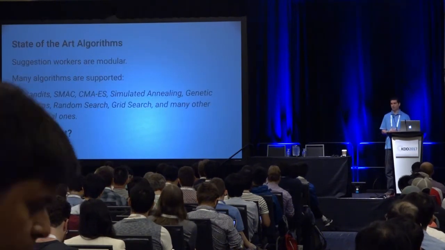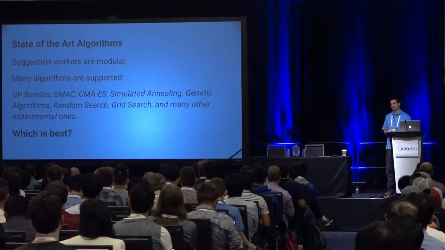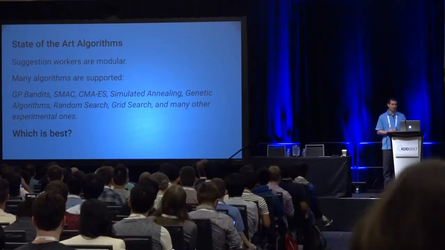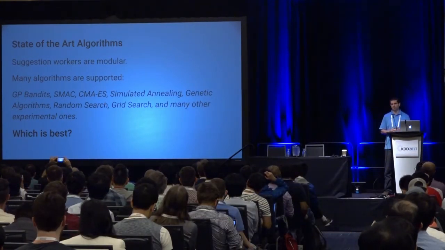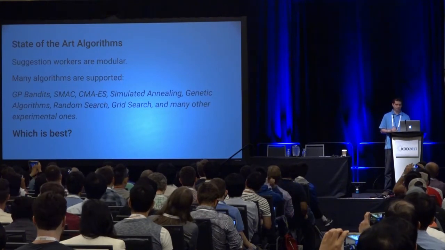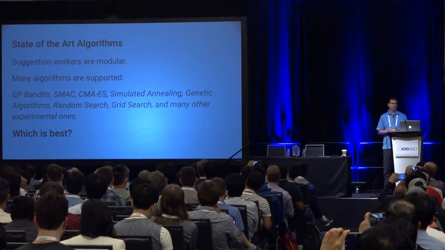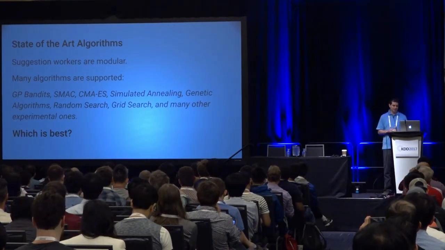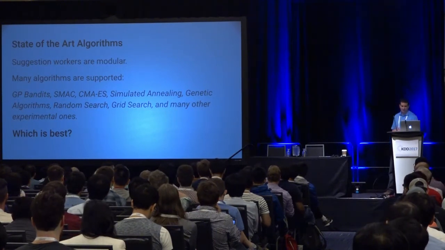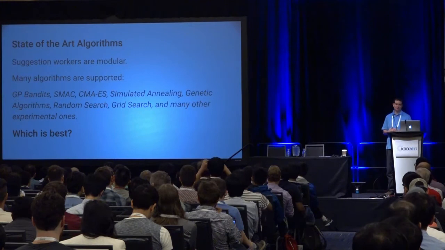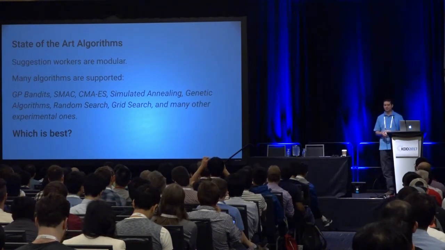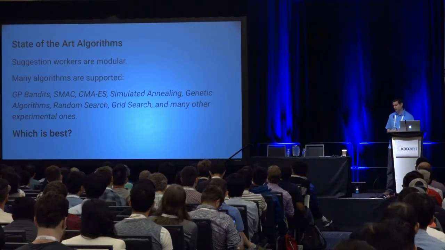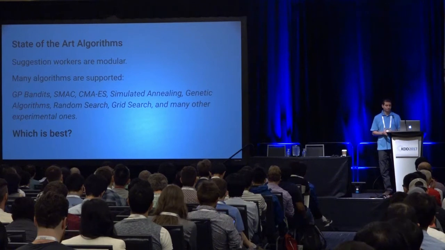All right, so we wanted the system to be highly performant with state-of-the-art algorithms. The suggestion workers themselves are modular. It's very easy to implement and plug in new algorithms. And we've tried out a whole bunch of different algorithms and do research to try to improve whichever ones seem to work best in various ways. So for example, we play with Gaussian process bandits and sequential model-based algorithm configuration, covariance matrix adaptation evolution strategy, simulated annealing, genetic algorithms, random search and grid search are of course supported, and many other experimental search algorithms. And you might ask, okay, well, which of these is best?